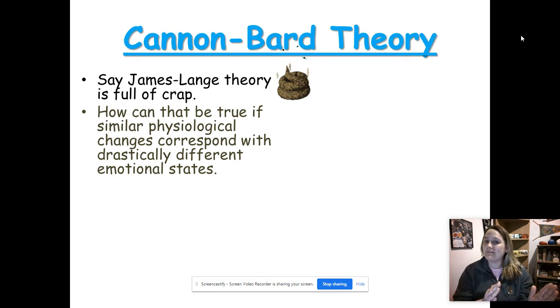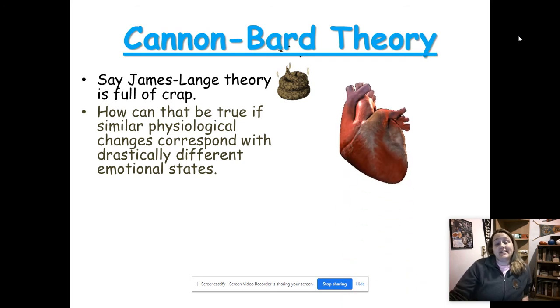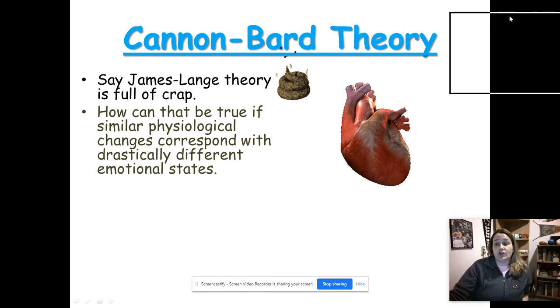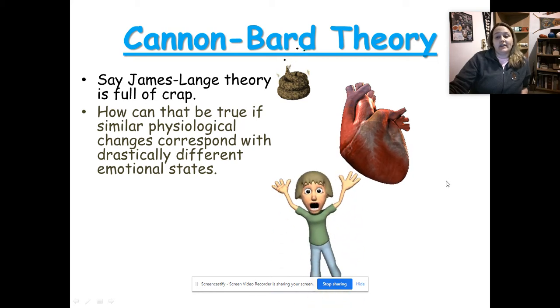So it's not James-Lange where you have an event, the body, and then the brain. The Cannon-Bard theory basically says, nope, you have an event, and the body and the brain are feeling those emotions at the exact same time. Now, you can agree to disagree with this, it's up to you, but the Cannon-Bard theory is also highly regarded within Chapter 12.